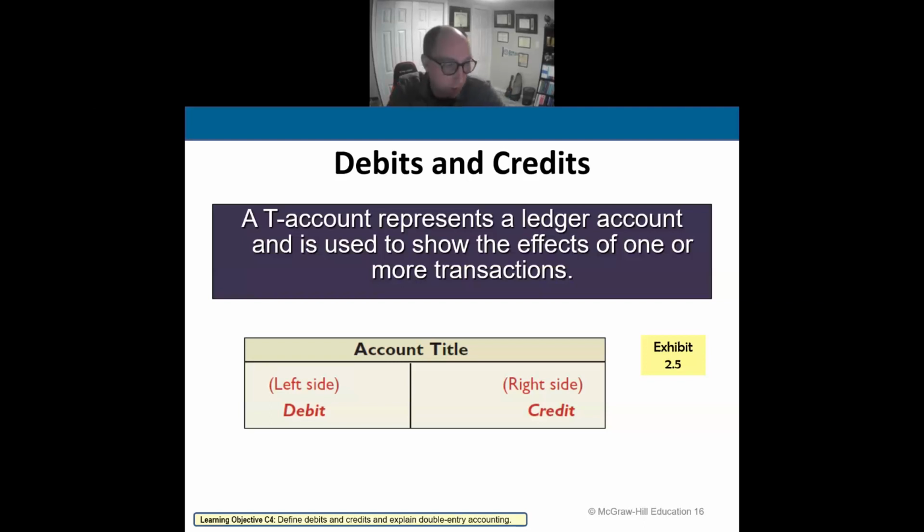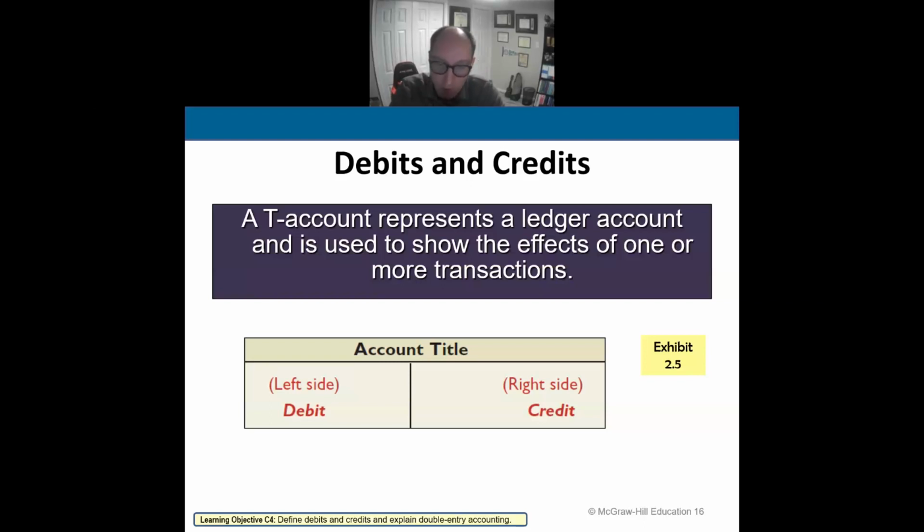Now on Monday, I had mentioned that to increase an asset account, like cash, for example, we debit cash. We debit cash to increase cash. When we're increasing an asset account, we're debiting it. So if we're increasing cash, we're debiting it. If we're increasing inventory, we're debiting it. If we're increasing accounts receivable, we're debiting it. If we're increasing property, plant, or equipment, we're debiting it.